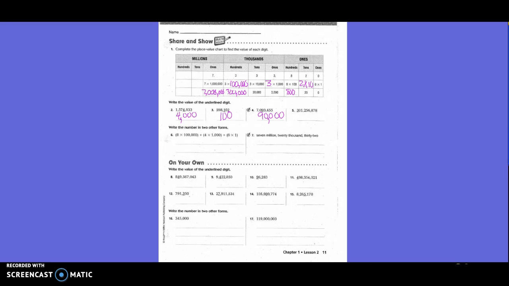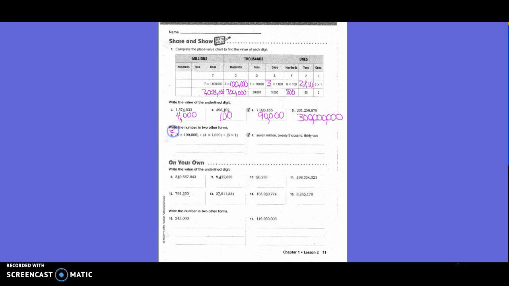Okay. What's the next number I see? 3. Okay. And then how many zeros do I need after that? 8. Okay. Then I'm going to go back in and put in my commas. So there's my ones section. Here's my thousands section. And then there's my millions section. Okay. Write the number in the 2 other forms. So they want the 2 other forms that aren't shown. So number 6, what form do they already have shown? Expanded form. So this is expanded form already.